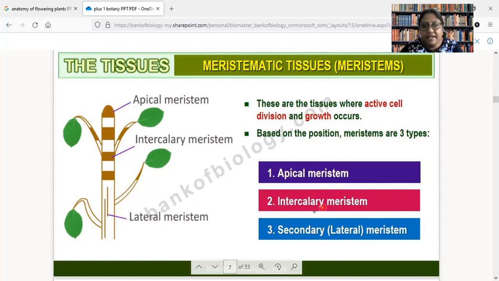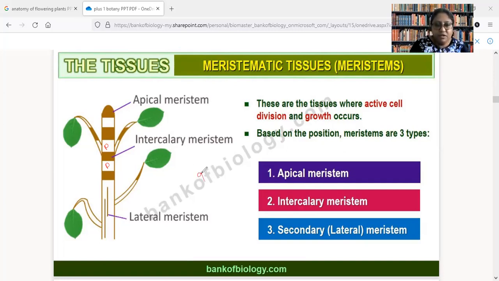Second is intercalary meristem. They are present between two permanent tissues. Consider this is the permanent tissue and this is the permanent tissue. In between two permanent tissues, there is presence of intercalary meristem. And last but not the least is secondary or lateral meristem. They are responsible for increasing the girth of the plant.